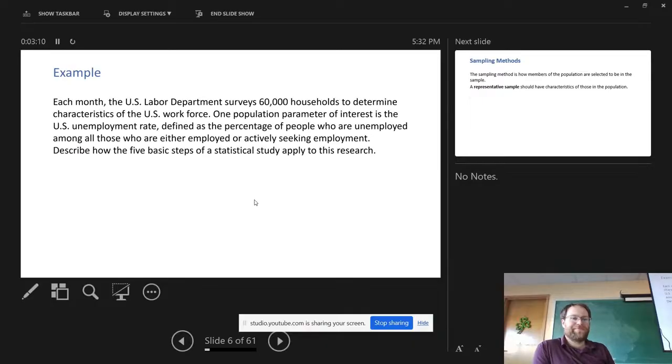So an example: each month the US Labor Department surveys 60,000 households to determine characteristics of the workforce. One population parameter of interest is the US unemployment rate, defined as the percentage of people who are unemployed among all of those who are either employed or seeking employment. Describe how the 5 basic steps of a statistical study apply to this.